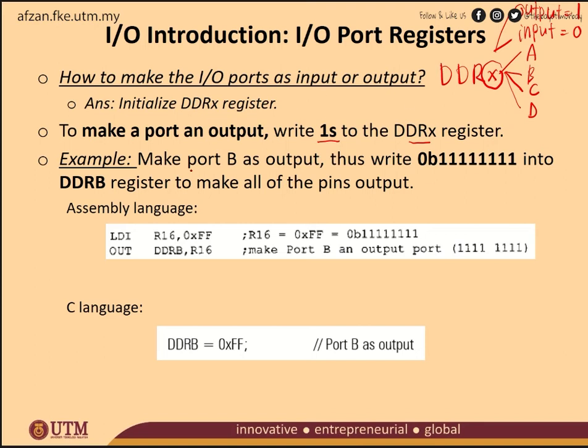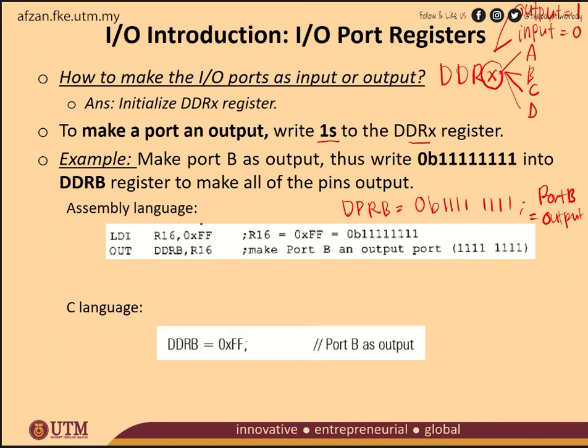For example here, you are going to make your port B an output. Since all of port B is going to be output, you need to write 0b1111 1111 and send it to your DDRB register to make all the pins of port B output pins. So this is your DDRB. The value you need to send is 0b11111111 to your DDRB. Now port B is equal to output.